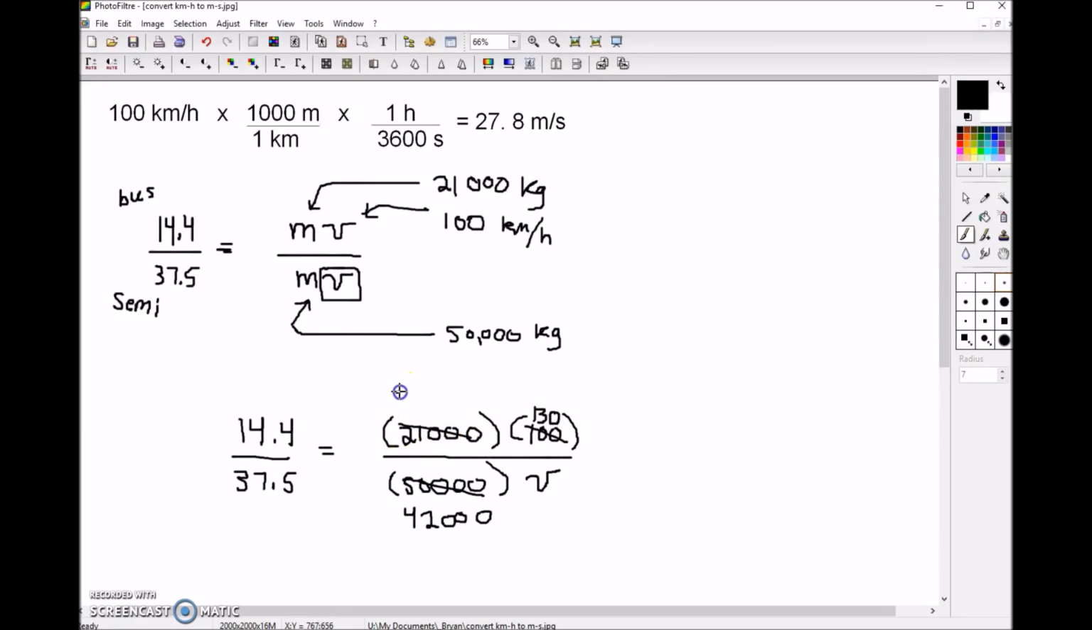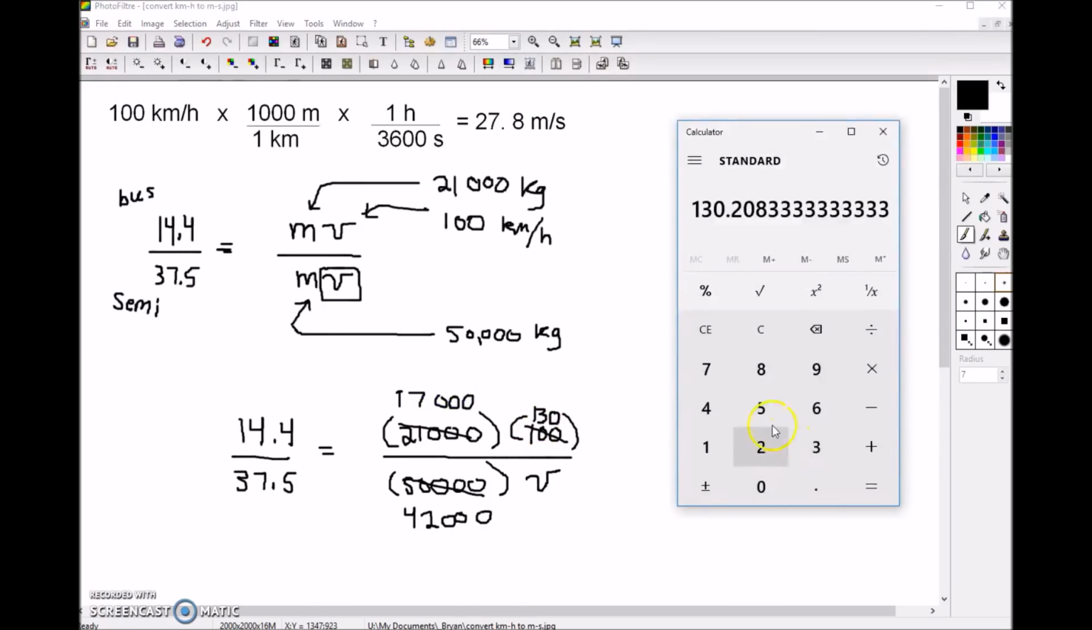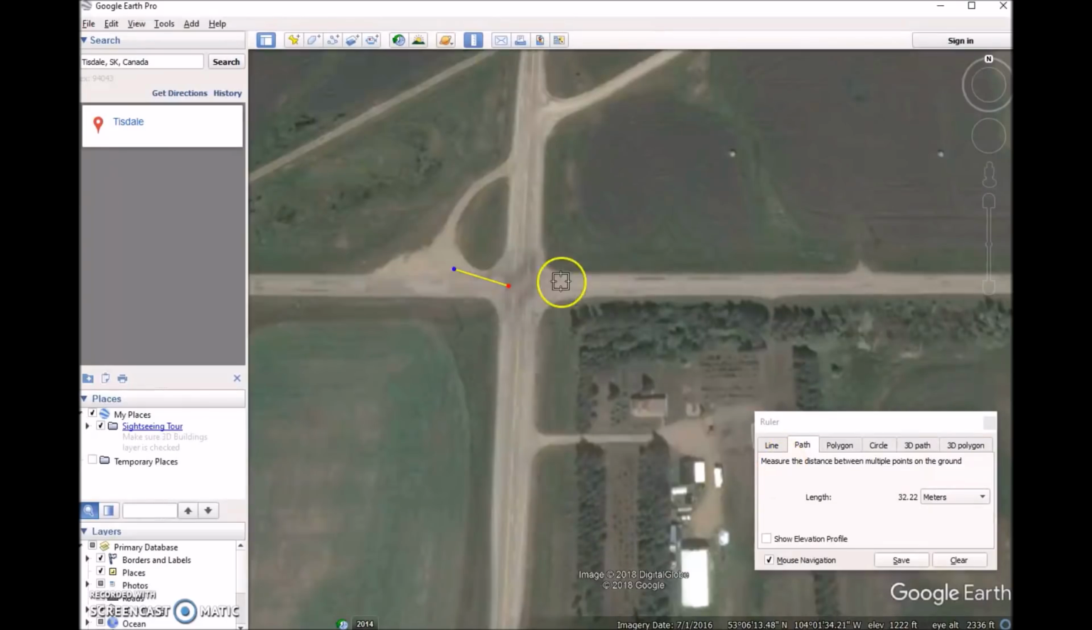Let's reduce the mass here. Let's go to 17,000. 37.5 times 17,000 times, we'll keep the bus going slow, 100, times 100 divided by 14.4 divided by 42,000. Truck's doing 105 kilometers per hour. Okay, physics seems to be pretty consistent.